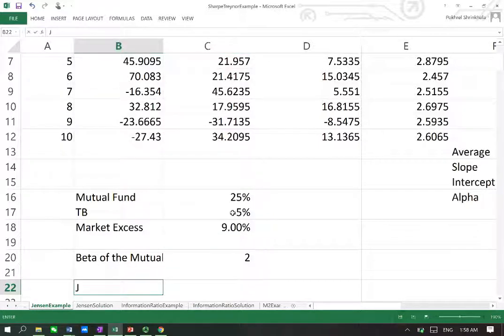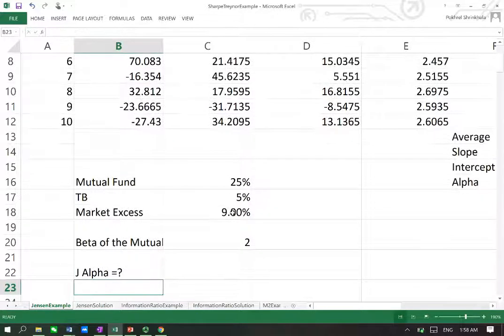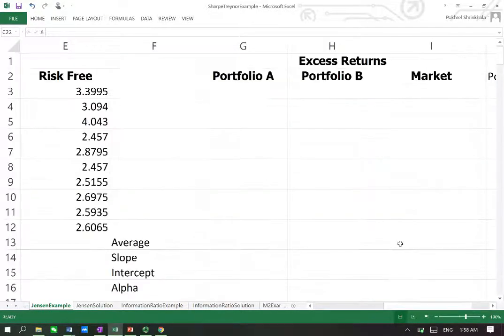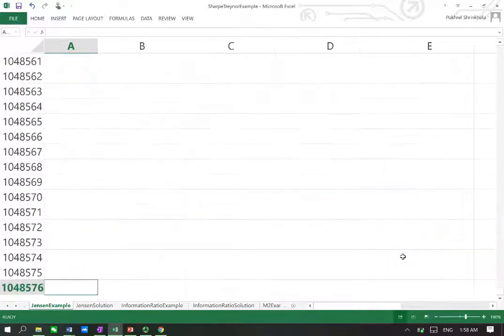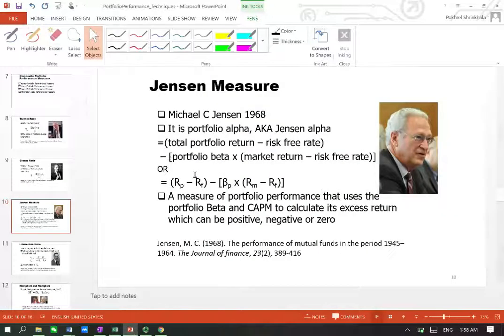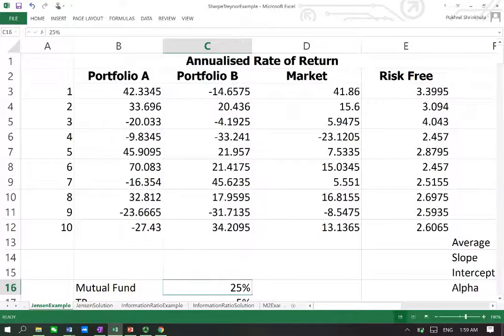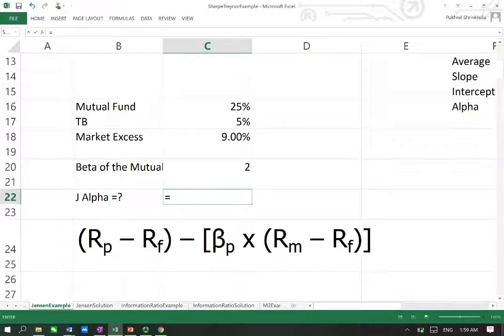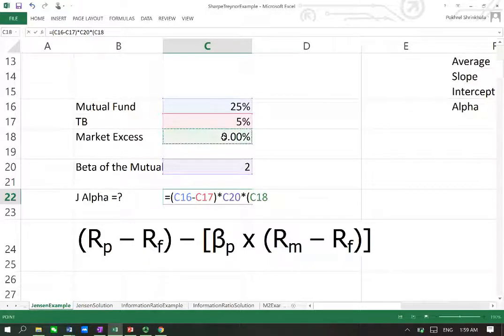So what is the Jensen Alpha? If you think of the formula, which is here in the slide, what we need for this example is the excess portfolio return, which is 25 minus 5, and then that needs to be reduced by the beta times the excess market return, which is already given as 9. That's what we get, and that is the Jensen Alpha.